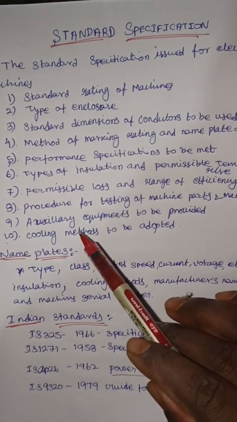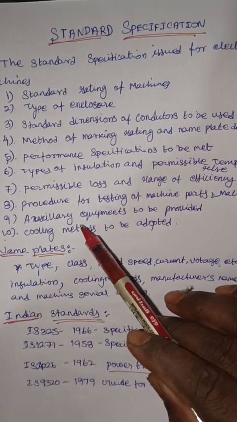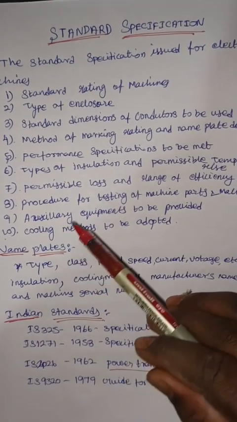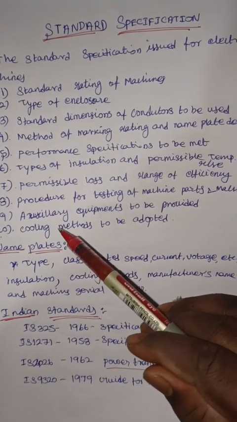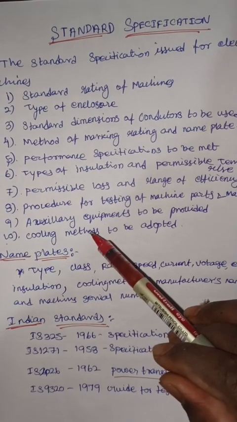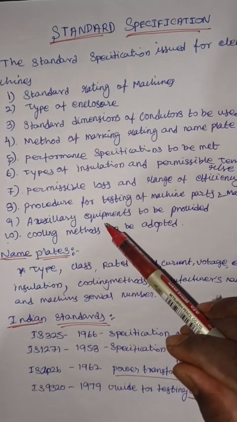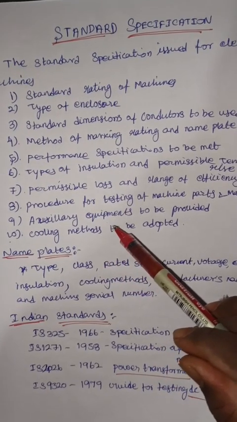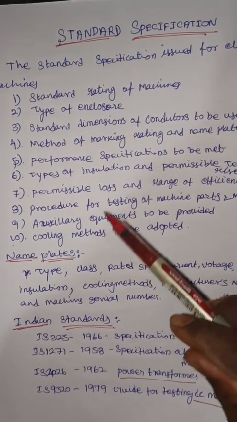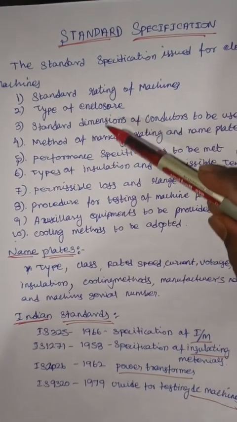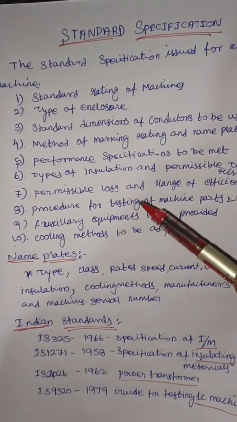Then the auxiliary equipment to be provided. If you are using a motor and applying a load test, the auxiliary equipment like the brake drum and setup should be used for testing the machines. Then which type of cooling methods to be adopted in the machines, all of that you should consider. These 10 points you need to consider for the standard specification process.